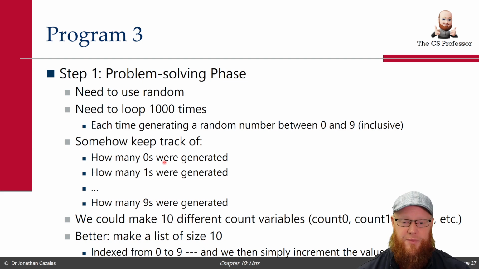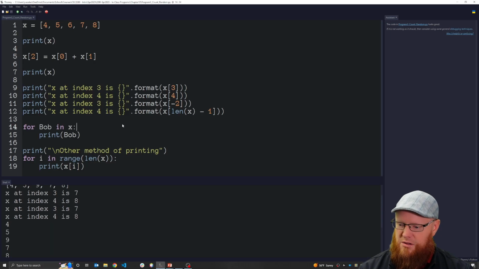We need to use random, right? I said we want to generate 1,000 random numbers. So we need to do a loop. Each iteration of the loop, we need to generate a new number between 0 and 9 inclusive. And we need to somehow keep track of how many zeros we made, how many 1s we made, how many 7s, 8s, 9s we made, and keep a count of all of that, and then print it after the fact. So let's go over and start this program.